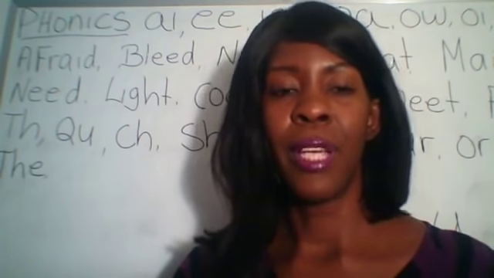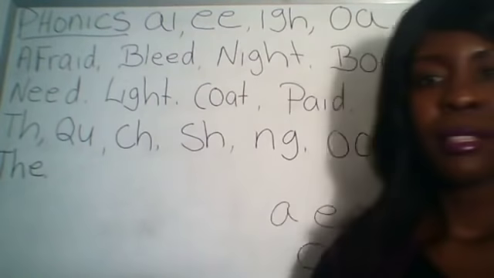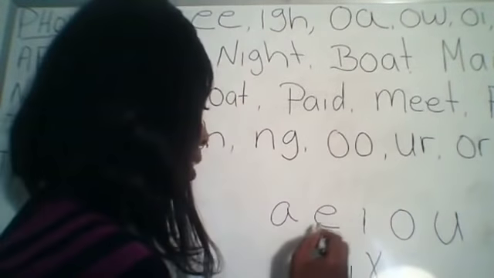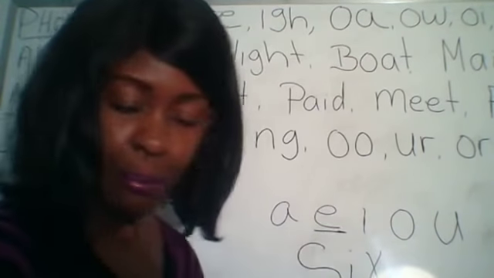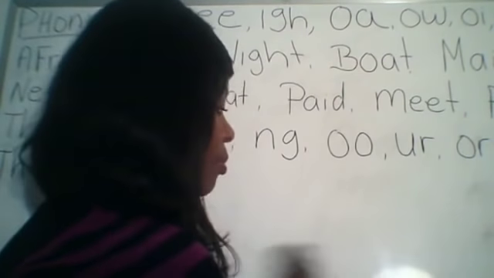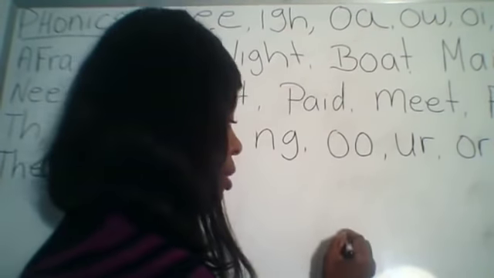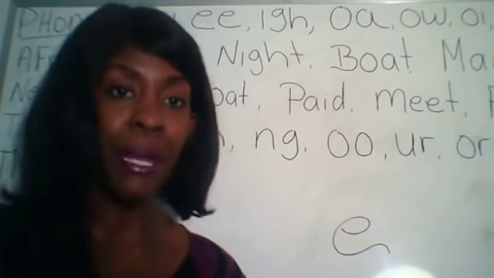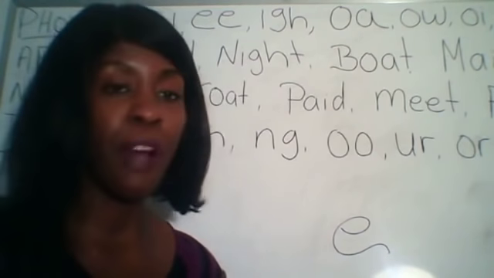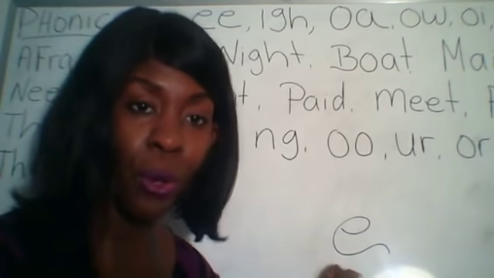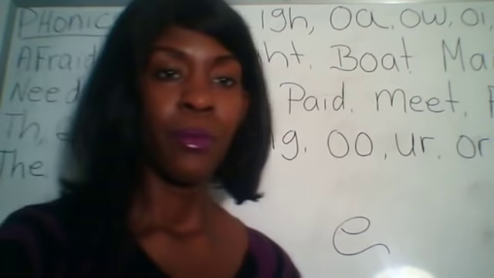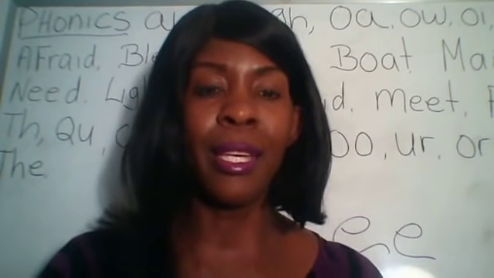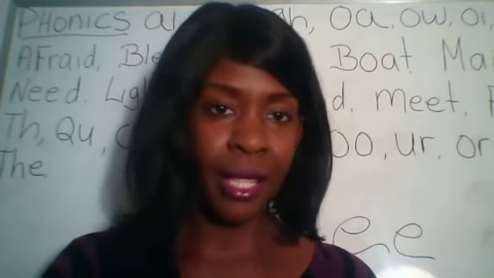This is the letter A. This is the letter I. This is E. Pay attention carefully. This is the letter E. If we're doing the alphabet, yes, it's the letter E. But now, you have two E's. So you're not going to say E, you're going to say E.